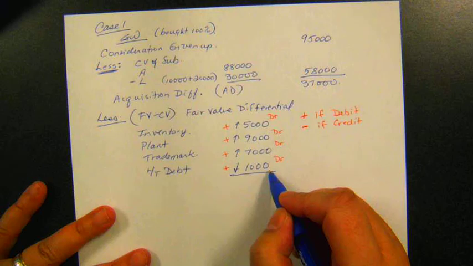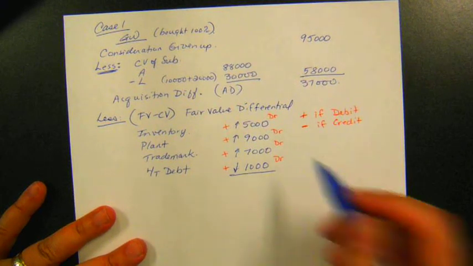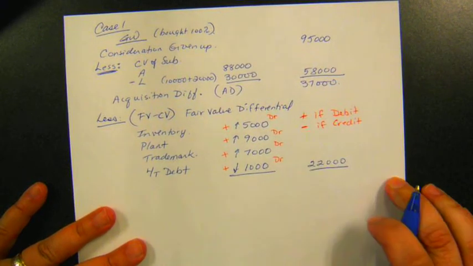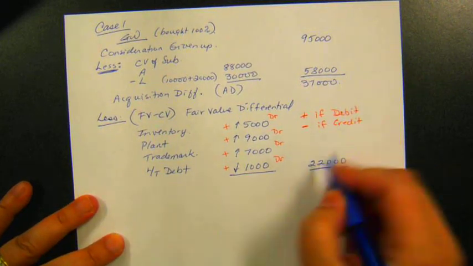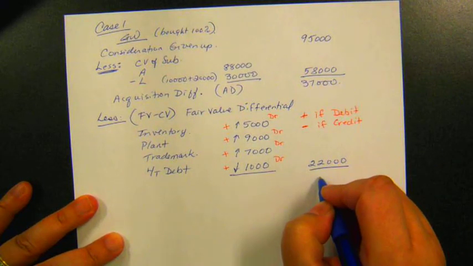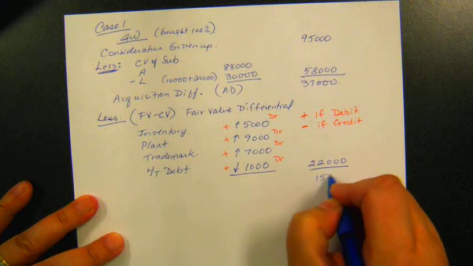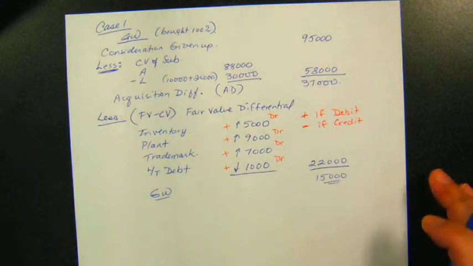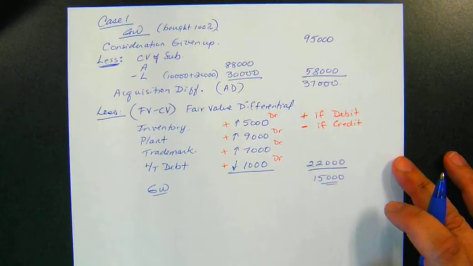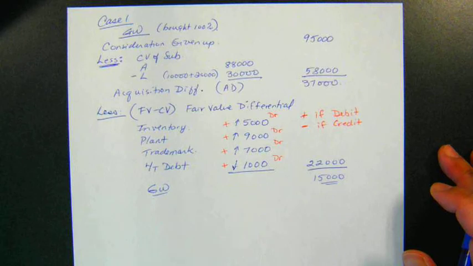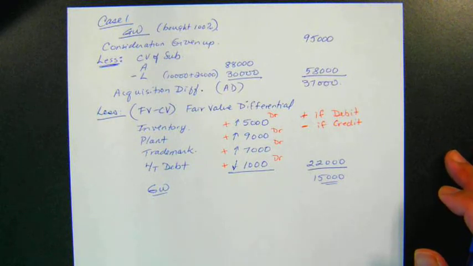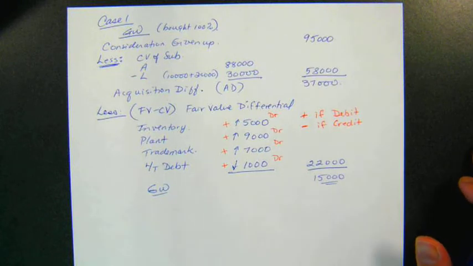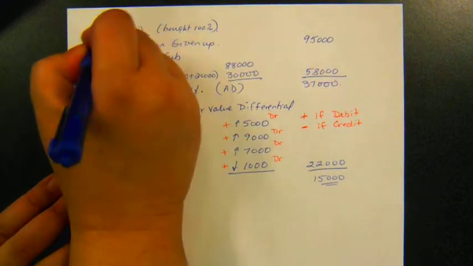Okay, so since they're all added, that was to 22,000, I hope. And that means goodwill is 15,000. Questions? Okay. So that was our first calculation, our little goodwill.